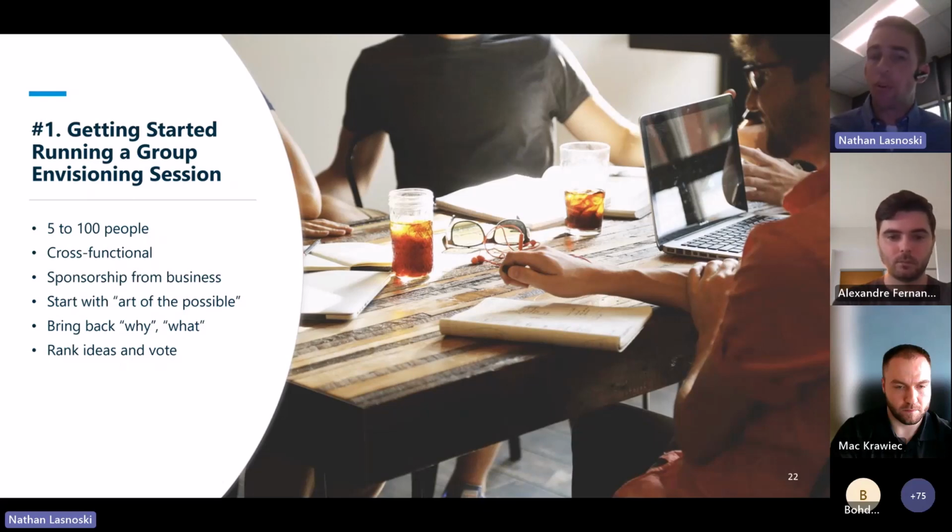I think one of the most important things is broadening the tent beyond IT. IT is not the place where these ideas come from as often as you might think. A lot of the times, the business is generating these ideas when the tent has been broadened to them, and they start thinking about ways that they can create value to their end customers or automate a process. So start thinking about how you can run broader envisioning sessions that engage large groups of people.